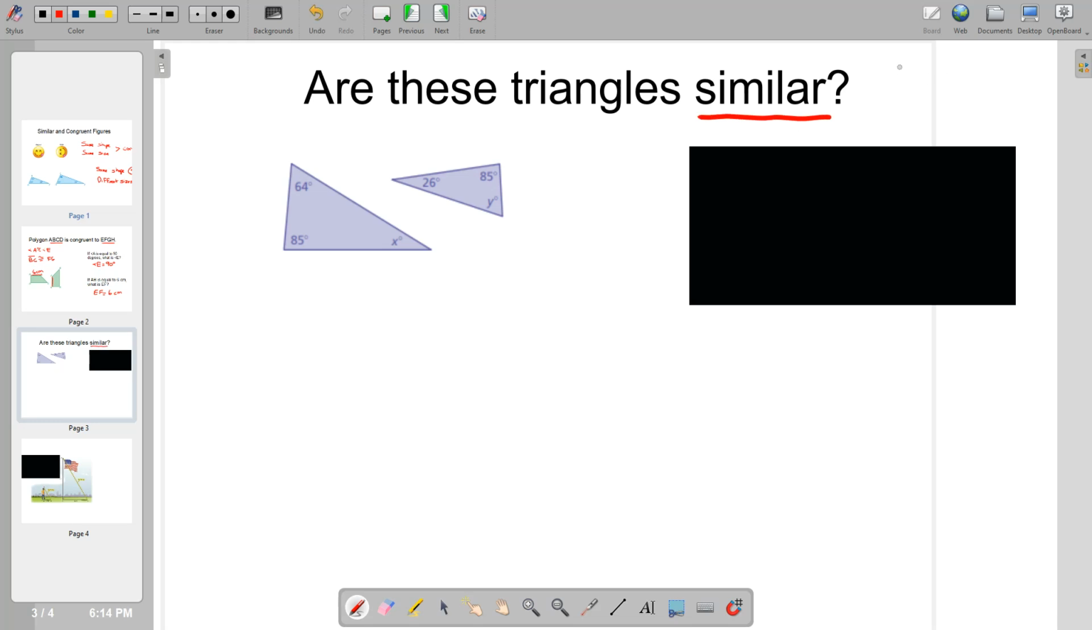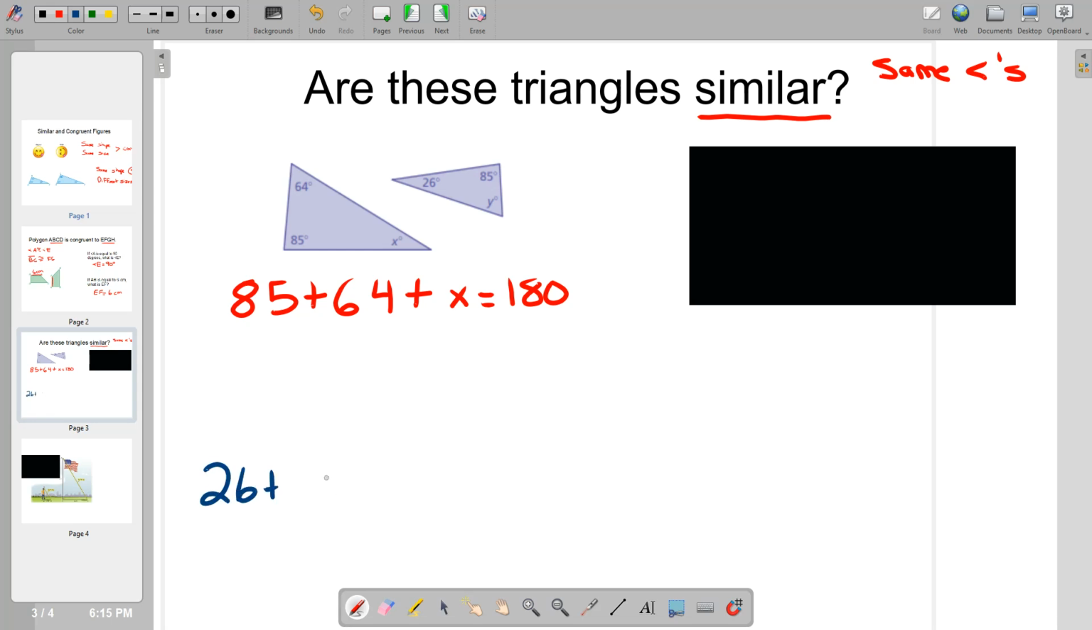Well, shapes that are similar must have the same angles as each other because they have to create the same shape, but they may create different sizes. Well, we don't actually care about the sides here because we're only given the angle measures. So because these are triangles, they have to equal 180. So our first triangle would be 85 plus 64 plus x is equal to 180, and our second triangle would be 26 plus 85 plus y would equal 180.